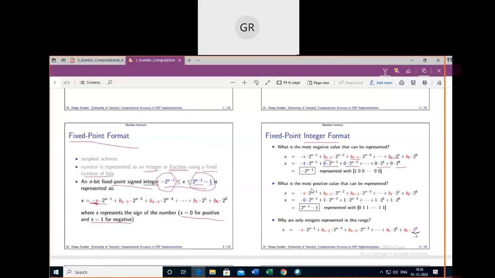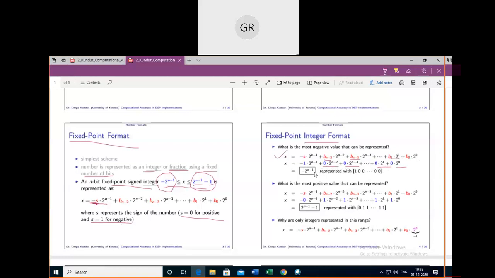To determine the most negative number, write down the number format x. Here s is equal to 1 because it is the sign bit. So s equal to 1 into 2 raised to n minus 1, and the remaining binary bits are 0. Then we get minus 2 raised to n minus 1.